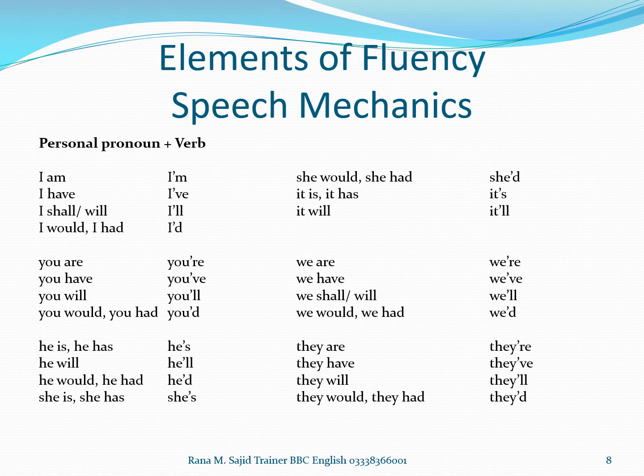Now, speech mechanics have, as we have discussed, certain expressions which are contracted. So the contractions basically are like personal pronouns and verbs. So it says I am, but when we use it in spoken English, instead of saying I am, we say I'm. I have, I've, I shall, I'll, I would, I'd, you are, you're, you have, you've, you will, you'll, you would, you'd. He is or he has, he's.